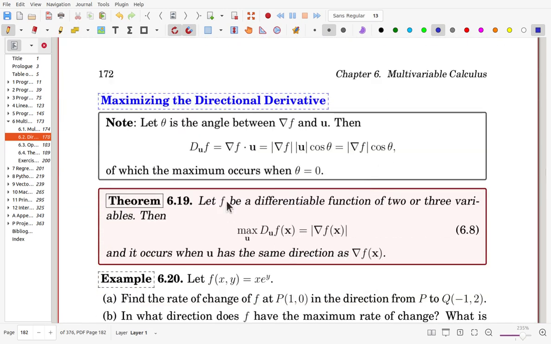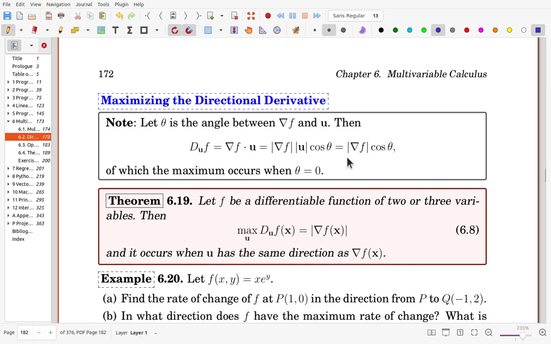Now this is the major subject, maximizing the directional derivative. The directional derivative D_u f can be written in this way: gradient of f dot u. By using a formula, we can write the length of the gradient times the length of u times cosine theta, where theta is the angle between the gradient and u. Now the length of u is 1, so we reach this one.